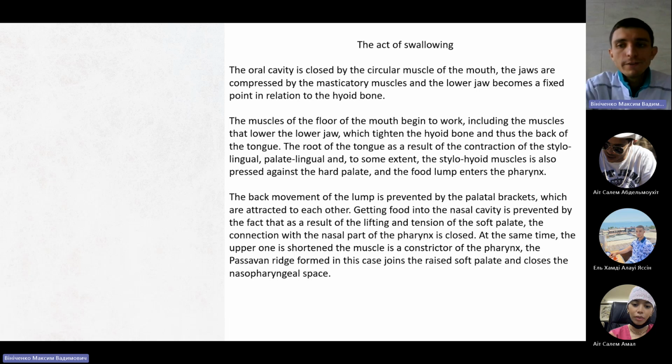The backward movement of the lump is prevented by the palatal arches, which are attracted to each other. Getting food into the nasal cavity is prevented by the fact that, as a result of the lifting and tension of the soft palate, the connection with the nasal part of the pharynx is closed. At the same time, the upper constrictor of the pharynx is shortened. The Passavant ridge formed in this case joins the raised soft palate and closes the nasopharyngeal space.